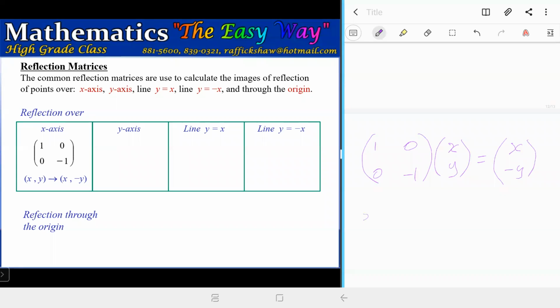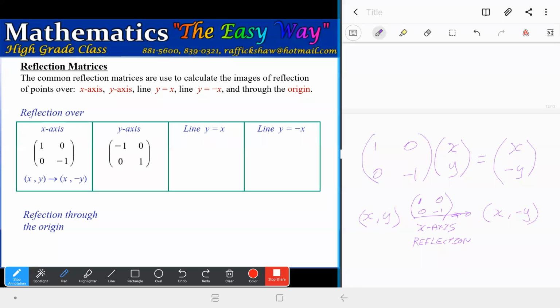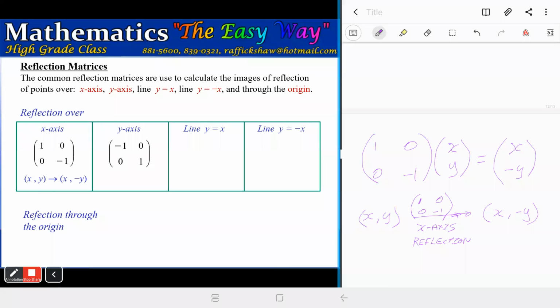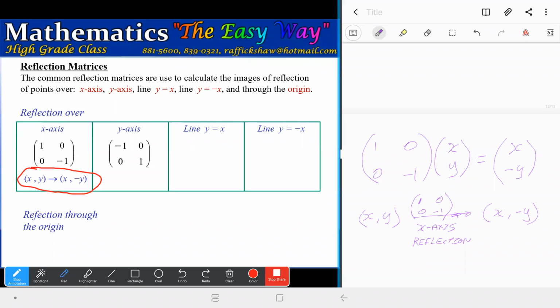So you see that matrix, the x-axis reflection matrix, 1, 0, 0, -1, will map a general point xy onto a point x, -y. But you don't have to memorize this, you can always work it out. You don't have to memorize this. I can always work it out as I did right here.